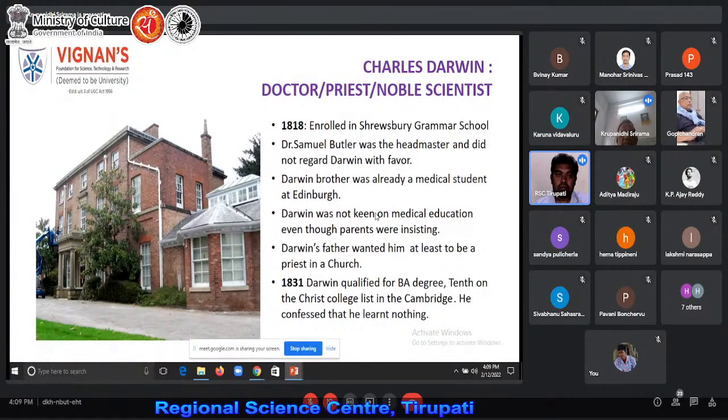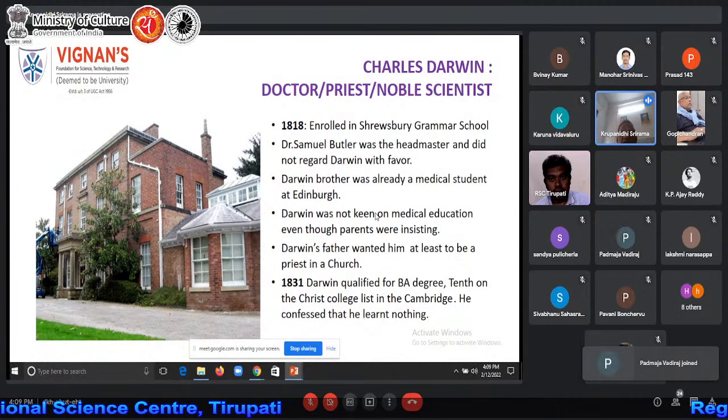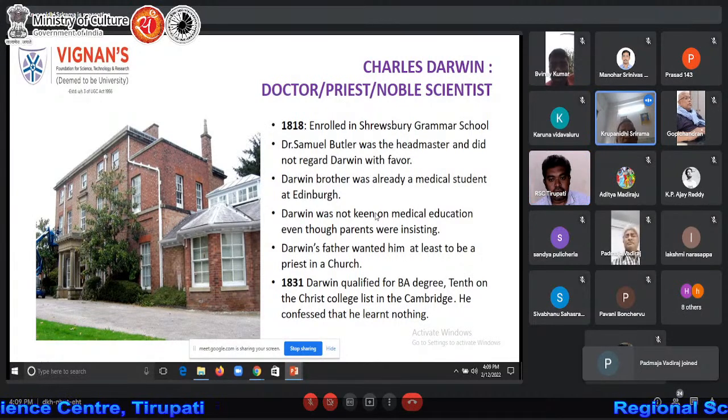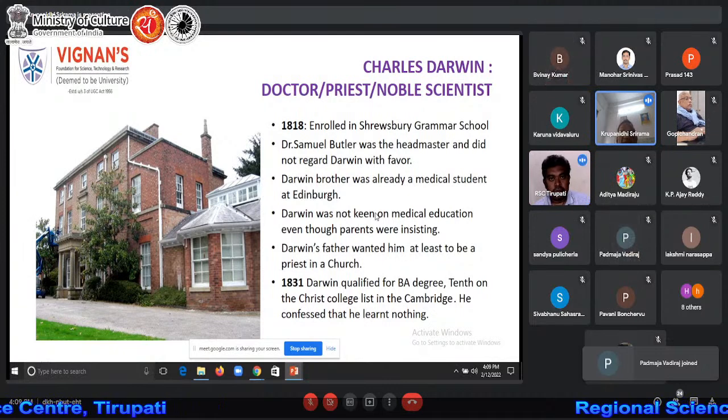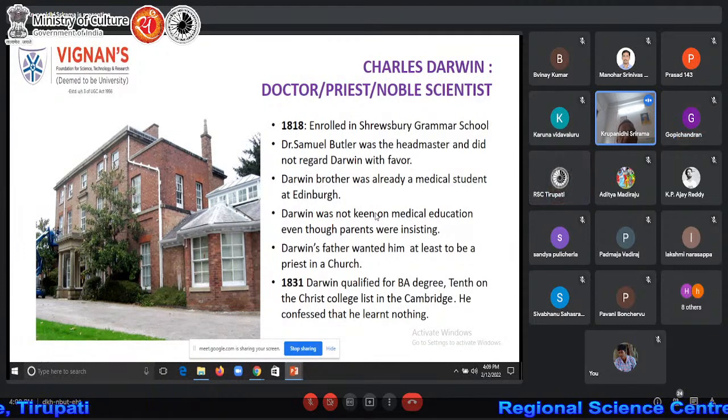Darwin's brother was already a medical student at Edinburgh. Darwin was not keen on medical education, even though parents were insisting. Darwin's father wanted him at least to be a priest, as I was mentioning to you earlier, because it was a respectable position. Every parent anticipates their children to be in a respectable position, but even that he declined. In 1831, Darwin qualified for BA degree, not BA honors, BA degree. He was 10th in the list, at Christ's College.